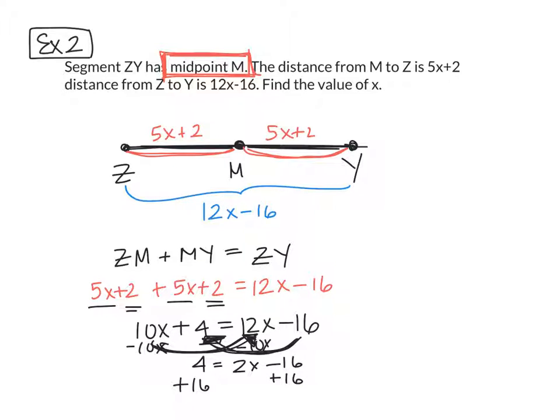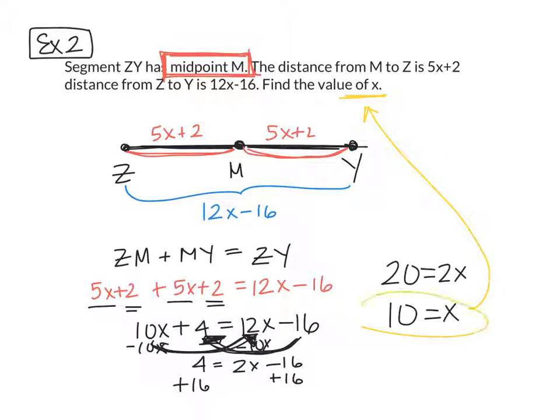All right, I'm running out of room here, so I'm going to come back up. That's going to give me 20 equals 2x, and if I divide, that gives me that x is 10. And if I go back and read the problem, remember that's important, always reread the problem, it says find the value of x. Is that what I did? Yes, that's what I did. I found the value of x was 10.